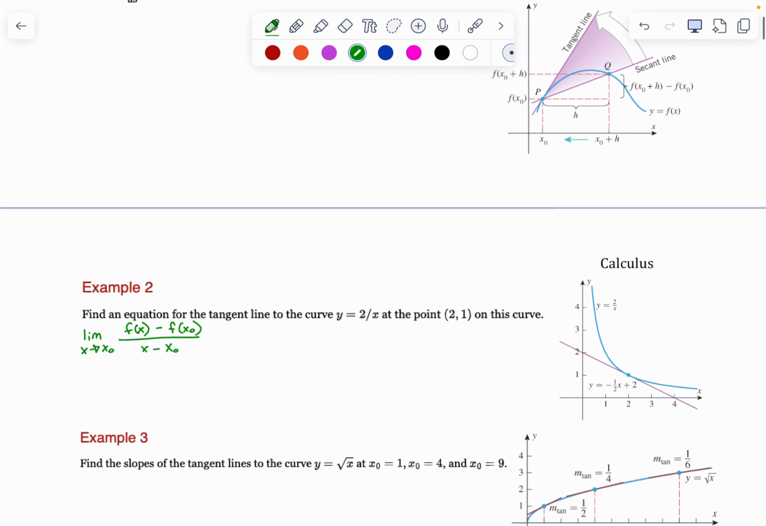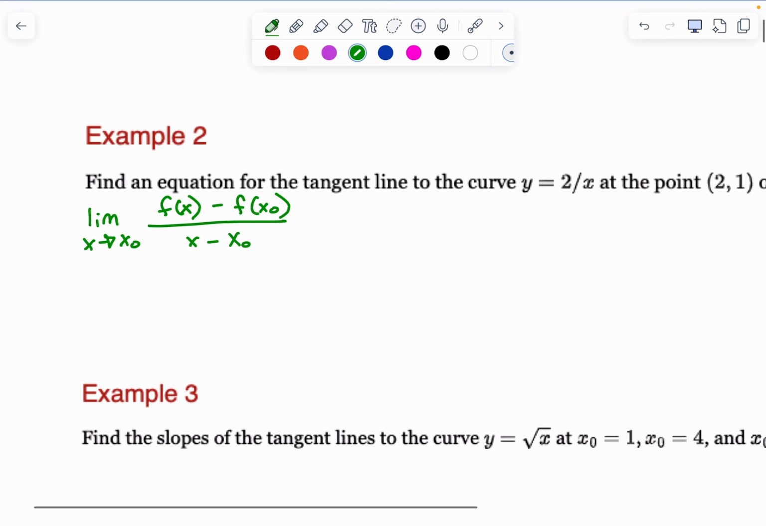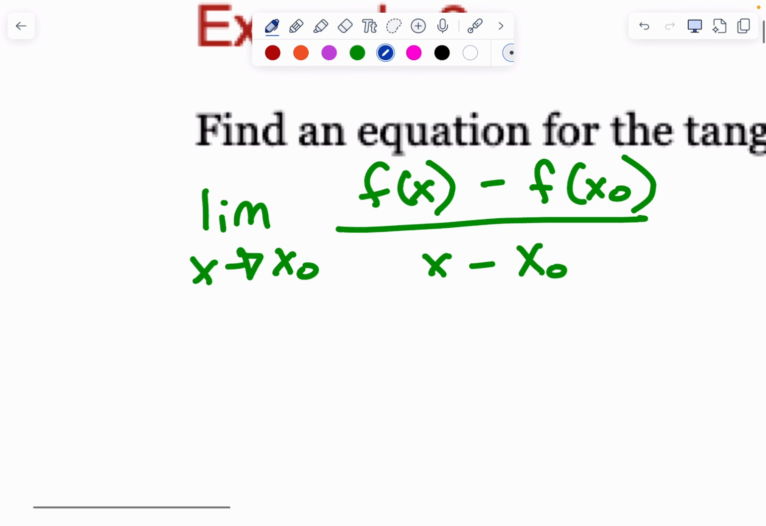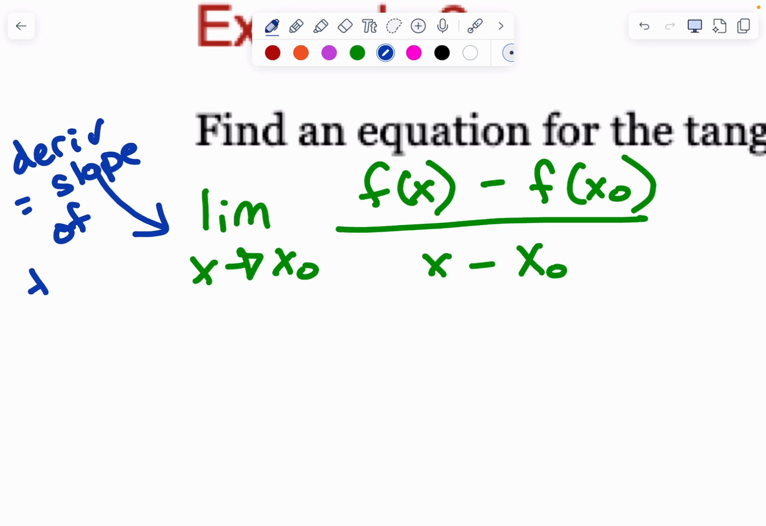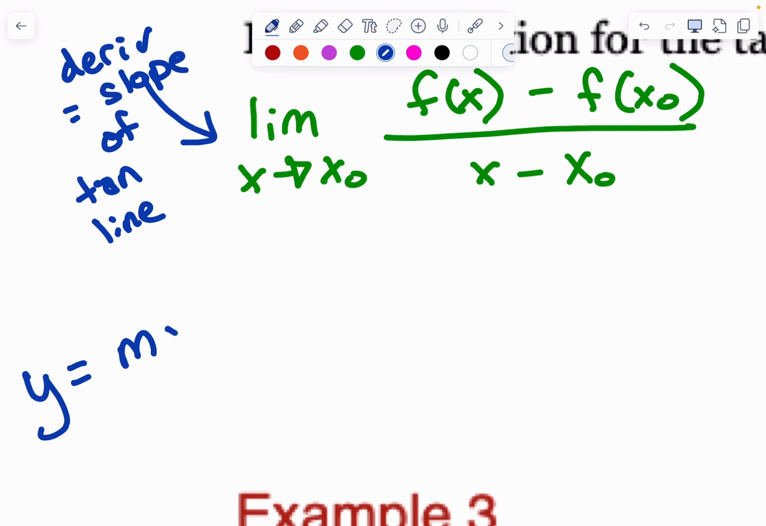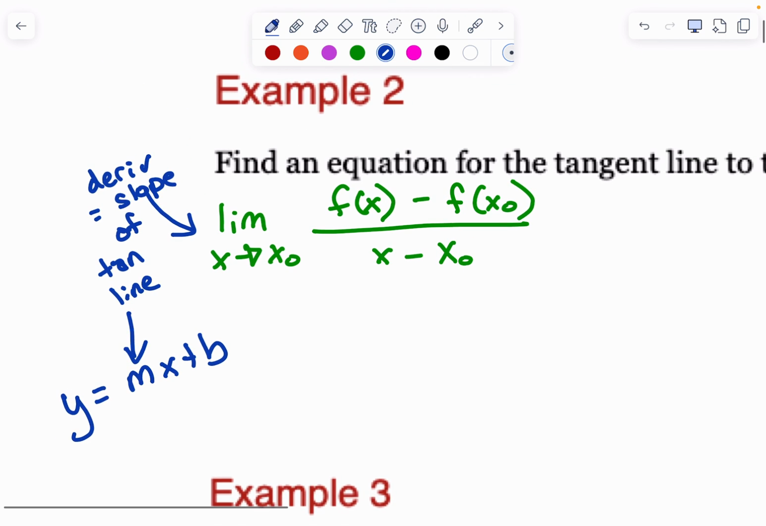We want the equation of the tangent line. Write that down. That's where you're going to start from every time, because if I evaluate this limit, that tells me the derivative, which equals the slope of my tangent line. So that's going to give me the m. And then eventually I need to get y equals mx plus b.